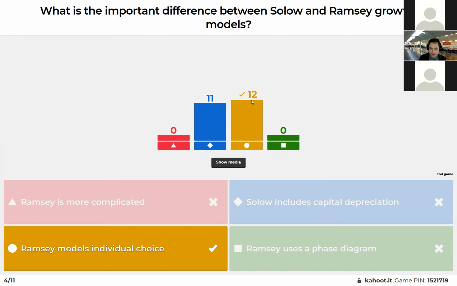The best answer here, in my opinion, is that Ramsey models individual choice. We could very easily put depreciation into the Ramsey model. It was just to make the model a tiny bit simpler that it's not there. It doesn't actually change anything important. So the fundamental difference between the Ramsey growth model and the Solow growth model is that the savings rate in the Ramsey model is going to change as the capital stock changes. And that's because people are going to react to changes in the rate of return on capital.